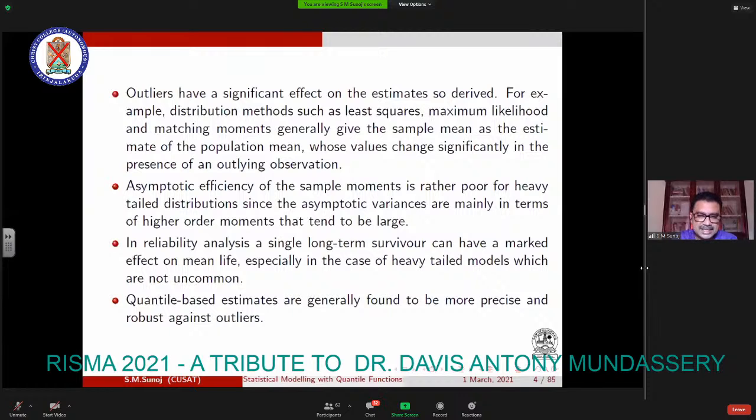So in all such cases, the standard methodology may fail, and quantile-based estimates are generally found to be more precise and robust against outliers. This is one of the advantages of using quantile-based analysis. The quantile-based estimators are more efficient in this sense, because in the presence of outliers, rather than using the traditional estimators, the quantile estimates serve as efficient estimators.